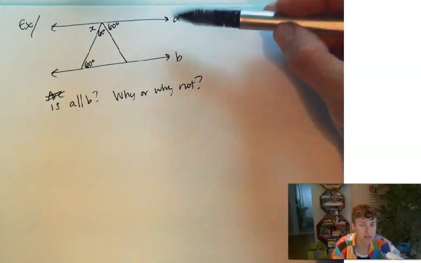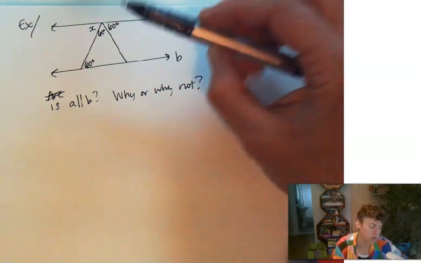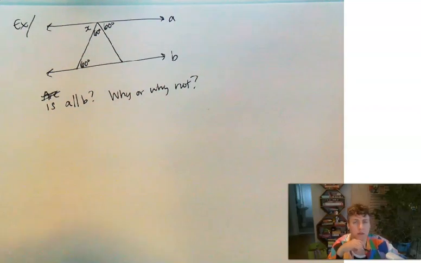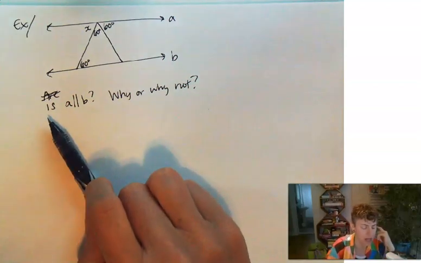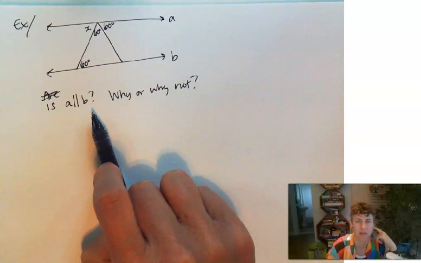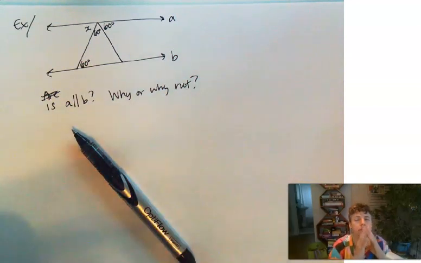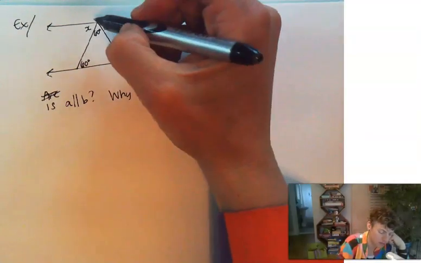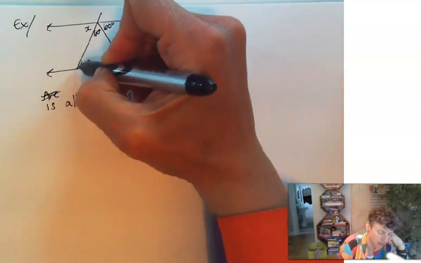We've got these two lines, line A and line B. And then we got this triangle going on between it. And the question is, is line A parallel to line B? Why or why not? Well, there's a couple ways we could look at this. We could use, let's see, this line. I can extend it. We could use that as our transversal.